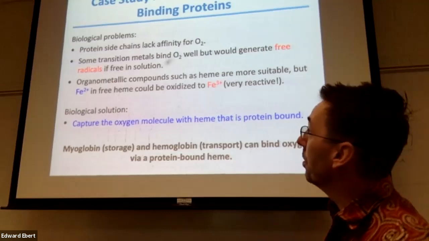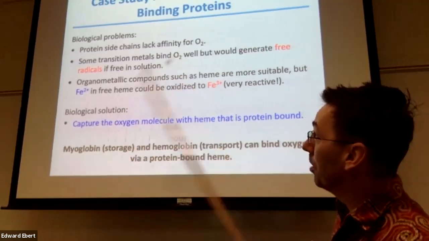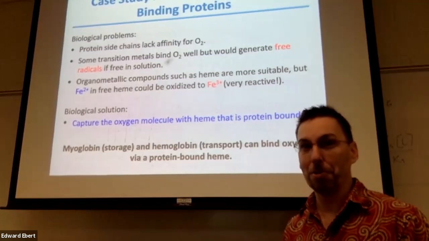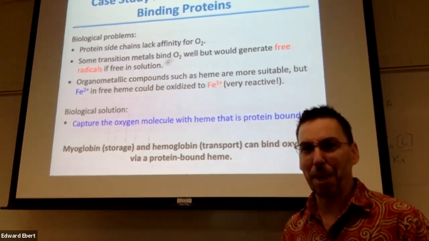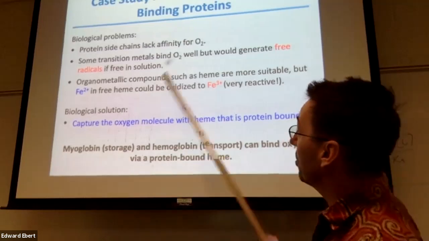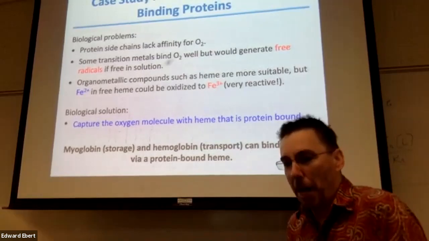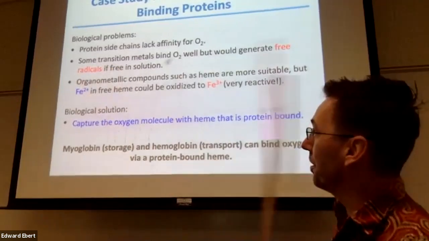So we have this problem: protein side chains don't bind oxygen very well. They're composed of lots of oxygens, but they can't bind it. We could use transition metals, but then we get a lot of free radicals. Free radicals are bad; they'll cause lots of damage.